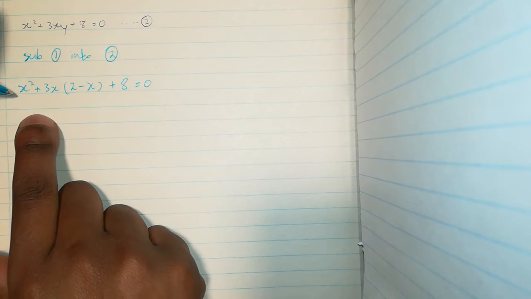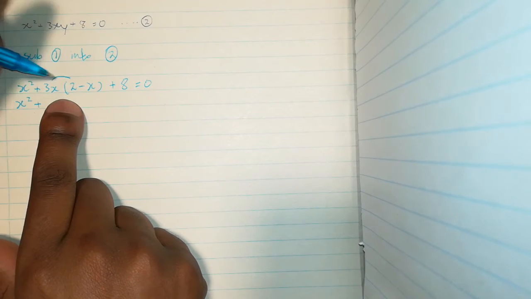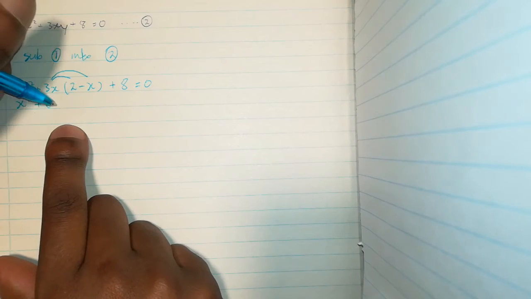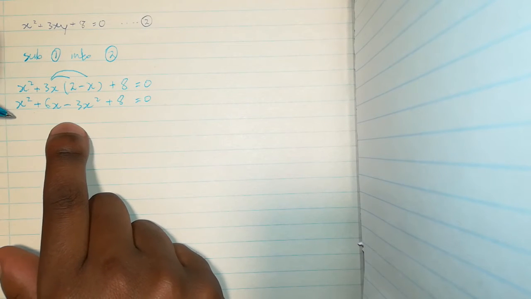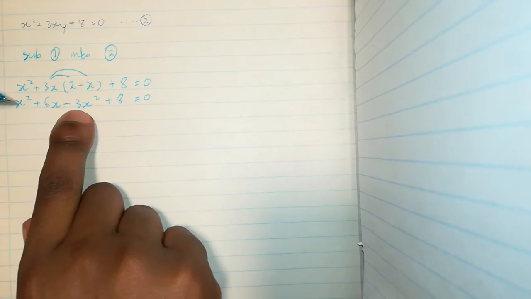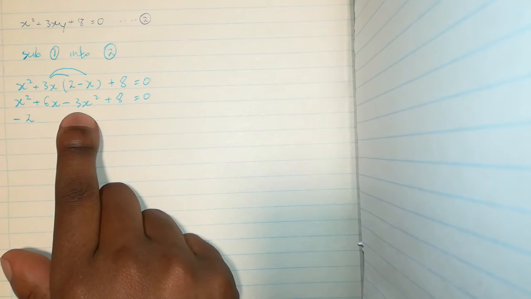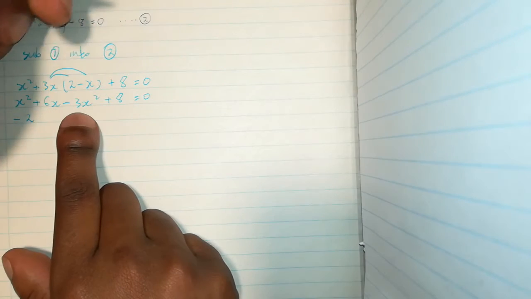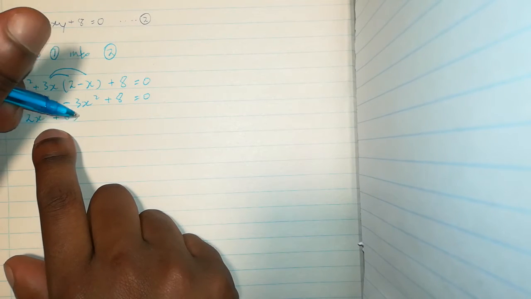So what is this? This is x squared plus, multiply in, because there's a bracket, 6x minus 3x squared plus 8 is 0. So what do you get? You get x, 1x minus 3x is minus 2, giving you minus 2x squared plus 6x plus 8 is equal to 0.